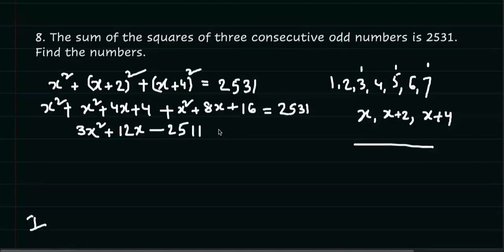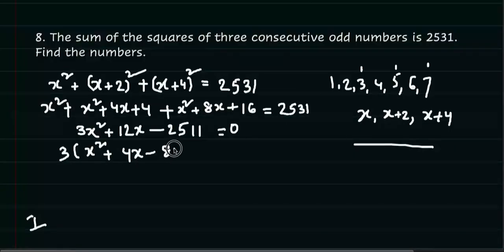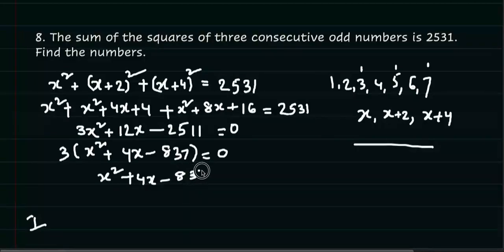2511 equal to 0. Now, is this divisible by 3? Yeah. So you can divide everything by 3 common. 3 common, then it becomes x square plus 4x minus 3 8s are 24, 3 3s are 9, 3 7s are 21. Now we have this equation: x square plus 4x minus 837 equal to 0.